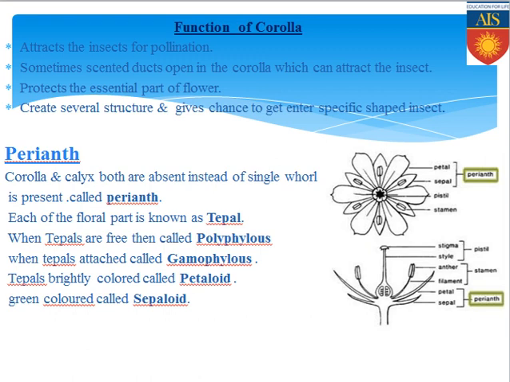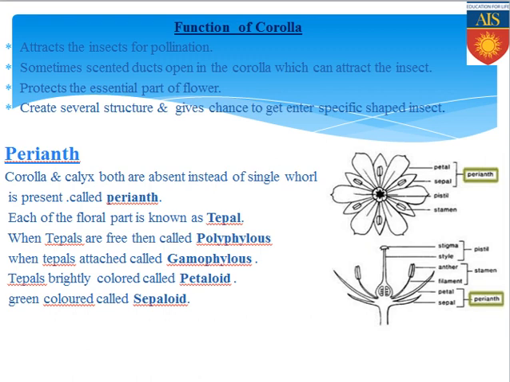Each floral part of this perianth is not called a sepal, not called a petal, they are rather called a tepal. Here one more point to keep in mind: if the tepals are present in a free manner, then they are known as polyphyllous, and if they are present in a united manner, then they are known as gamophyllous. Or you can also say polytepalous, gamotepalous, these terminologies are also applicable. Tepals are brightly colored like petals, and that's why they are known as petaloid.